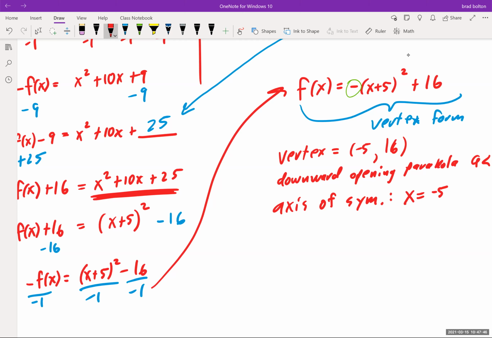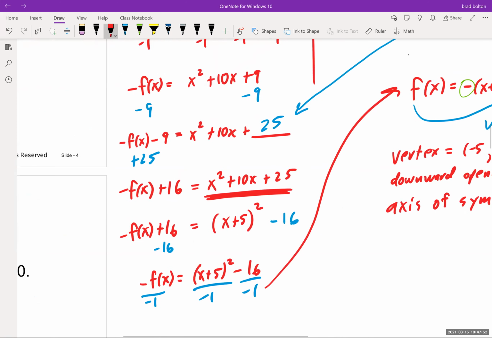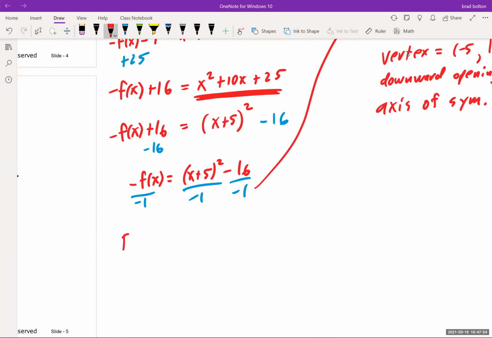Yeah. So now what I need to do is find the x and y intercepts. You guys should remember that in order to find x-intercepts, you let y equal 0, right? So that's how you find x-intercepts.